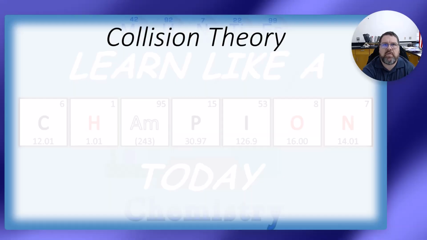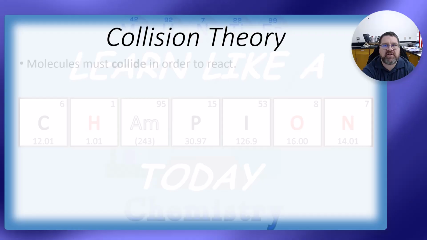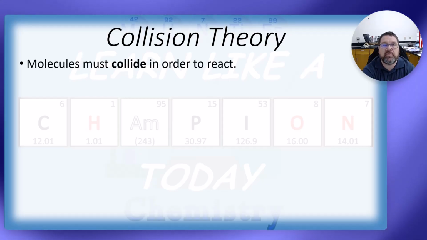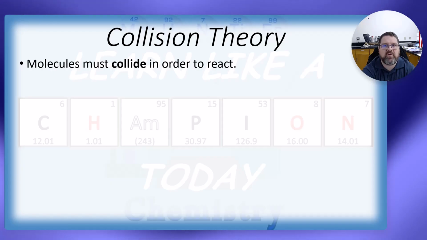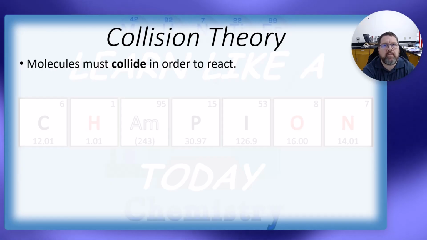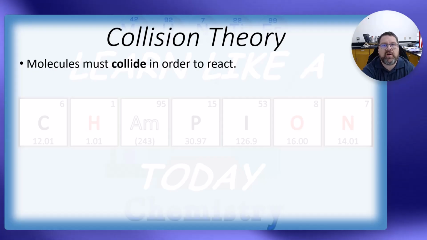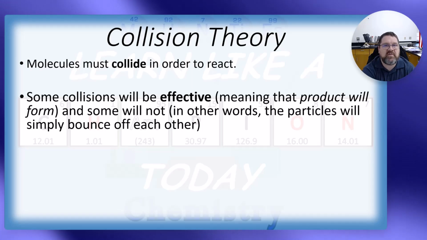The collision model theory, which underpins our understanding of reactions and reaction kinetics, is based upon the fact that molecules are going to collide, and they have to collide in order for them to be able to affect change in their bonding, either breaking bonds or forming bonds. So collisions have to occur, and some of those collisions are going to be more effective than others.